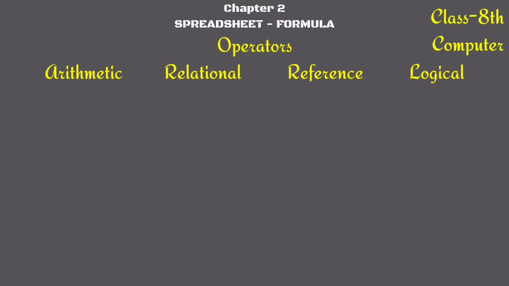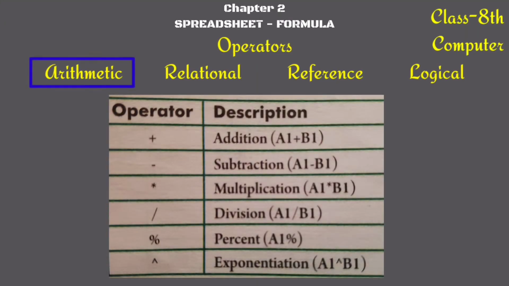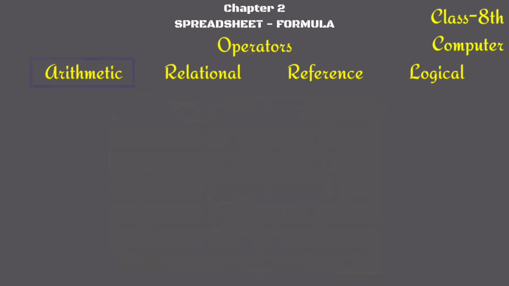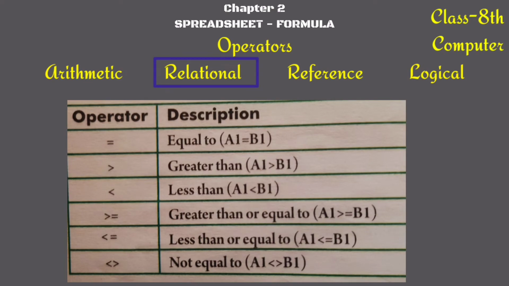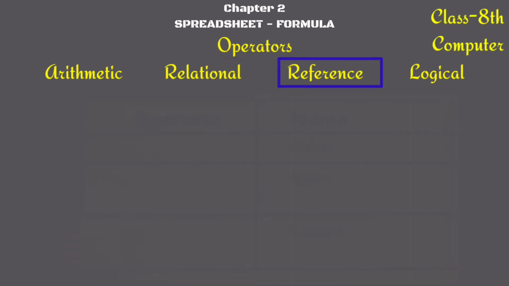Next we have operators, and we have four categories of operators. The first one is arithmetic. In arithmetic we have plus, minus, multiply, divide, percentage and exponent. An exponent operator is used to calculate the power of any number. Next is the relational operator. In the relational operators we have equal, greater, less, greater equal, less equal, or not equal. So these are used to compare the values and they return true or false.